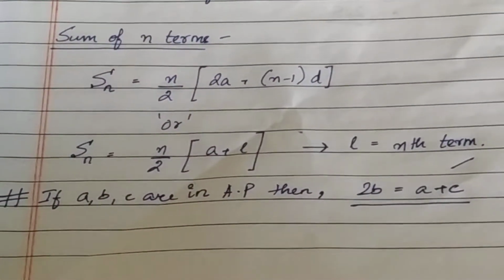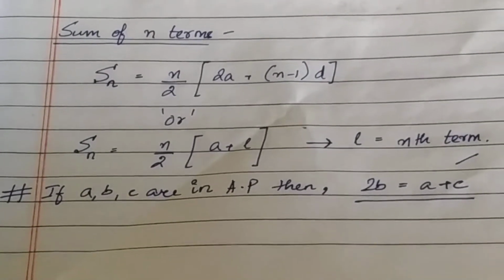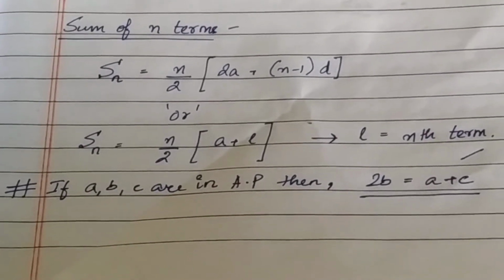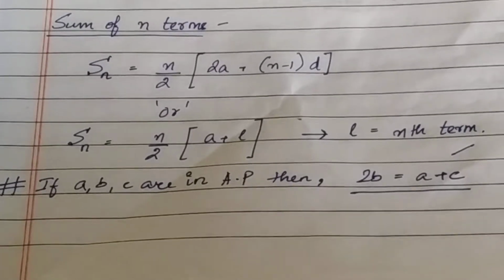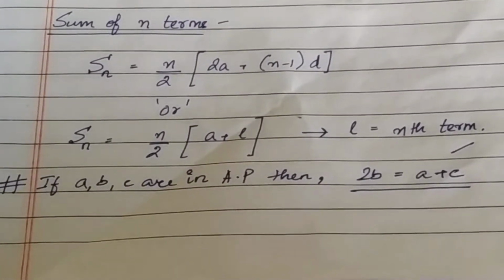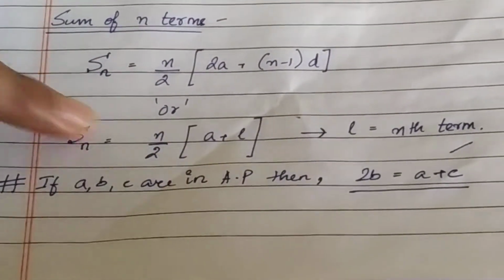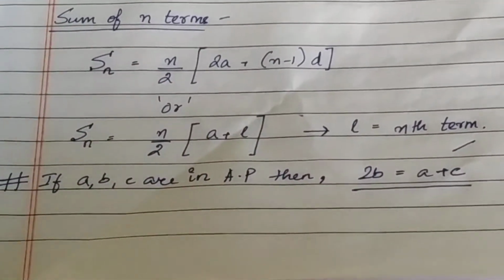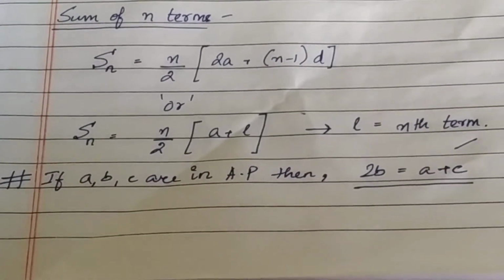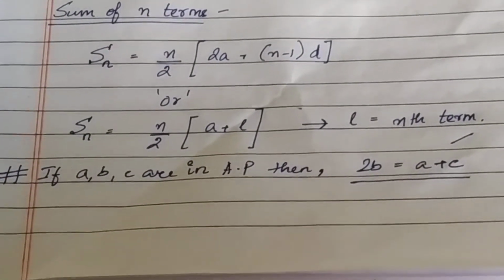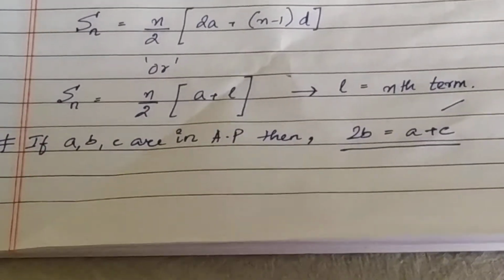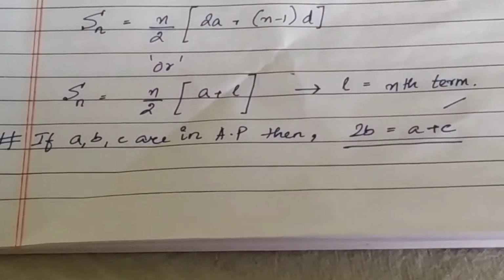So this is one way to find it, if you know the number of terms, the first term, and the common difference. But if you're not given the total number of terms that you have to find the sum for, suppose you are given only the last term and the first term, then you can use this formula as well. Here L is the last or the nth term of that AP. So that is about the sum of n terms of an AP.